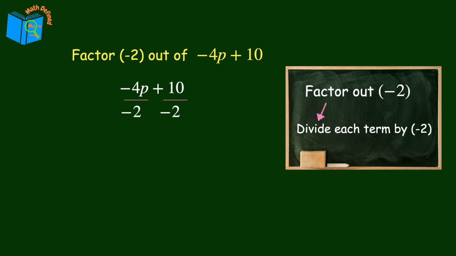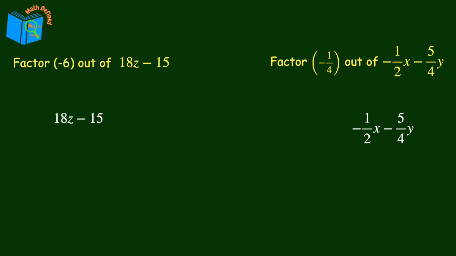Starting with negative 4p, dividing it by negative 2 gives us positive 2p. And then dividing positive 10 by negative 2 gives us negative 5. Next, we'll put these terms in parentheses with the factor we divided out, negative 2, on the outside. And we're done. Let's factor negative 6 out of 18z minus 15.